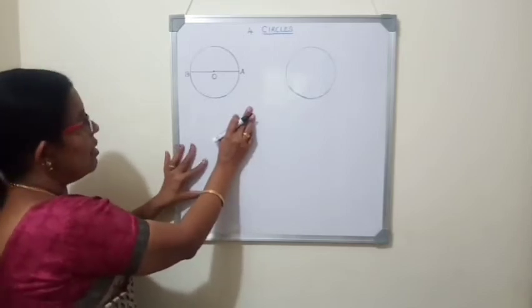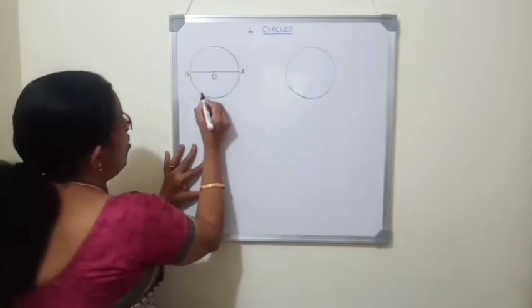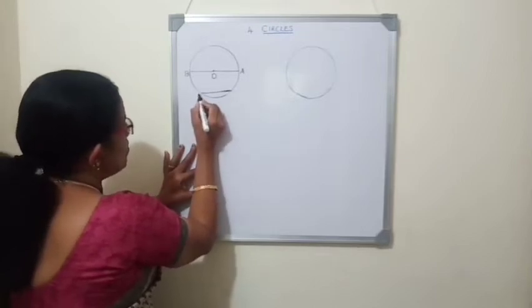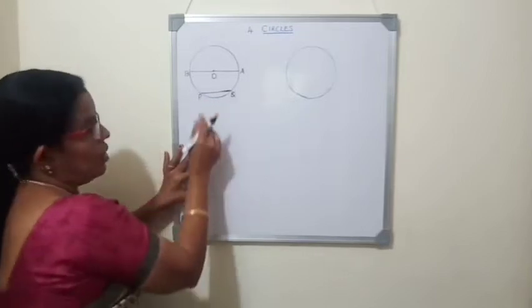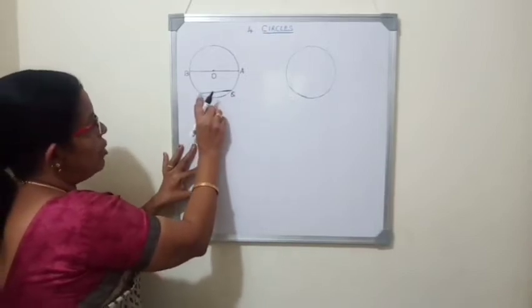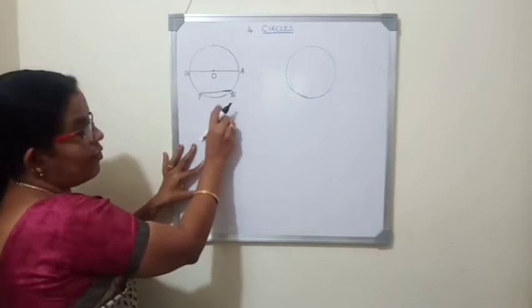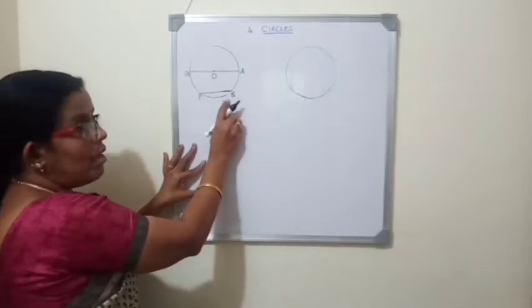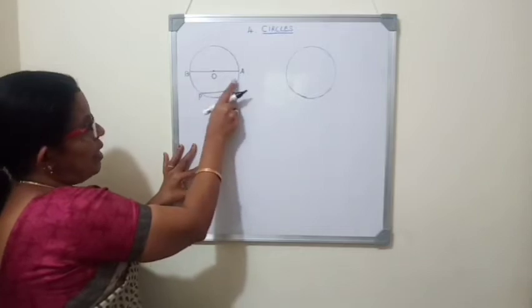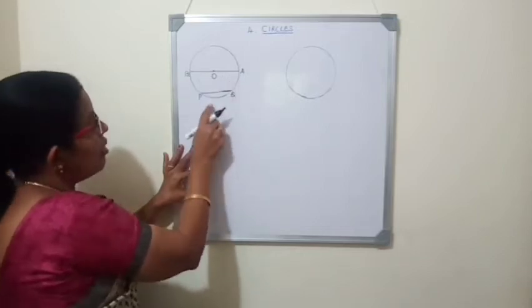The next is chord. So what is a chord? A line segment joining two points on the circle. That is a chord. PQ is a chord. A line segment joining two points on the circumference of a circle is called a chord. Which is the biggest chord of the circle? That is the diameter. Diameter is also a chord.